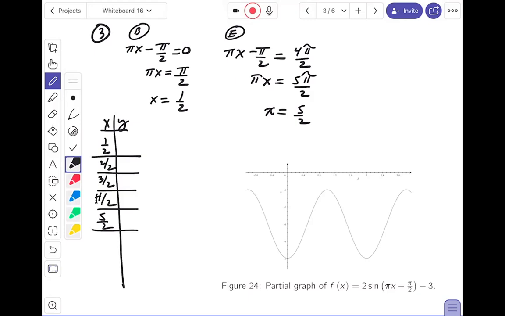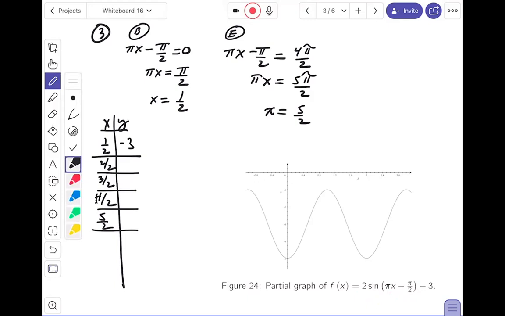All right, let's plug the numbers in. And so where you're plugging them in, again, I want to emphasize over here into the function. All right, so what would you get? You would get pi over 2 minus pi over 2, which the sine is 0. The sine of 0 is 0. 2 times 0 is 0, and 0 minus 3, of course, is -3.